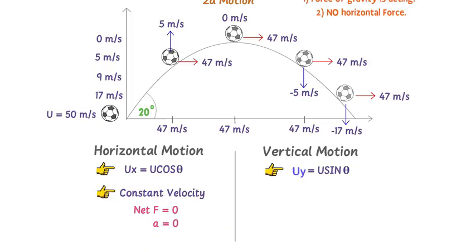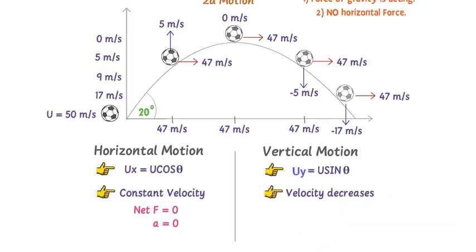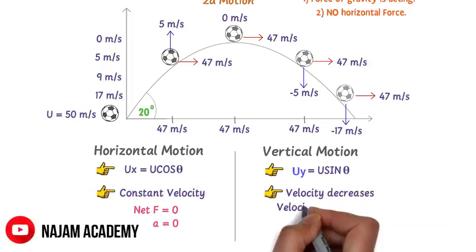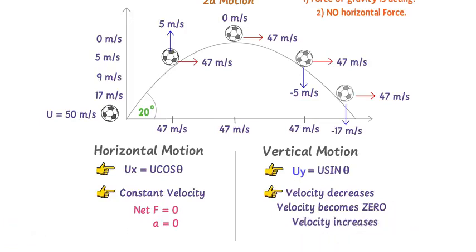In the case of vertical motion, firstly, velocity decreases. Secondly, at maximum height, velocity becomes 0. Thirdly, velocity increases. Hence, velocity is not constant in the vertical direction, so the ball or the projectile experiences the net force of gravity in the y direction. Therefore, it has gravitational acceleration -g in the vertical direction. I hope that you have understood the concept of projectile motion.